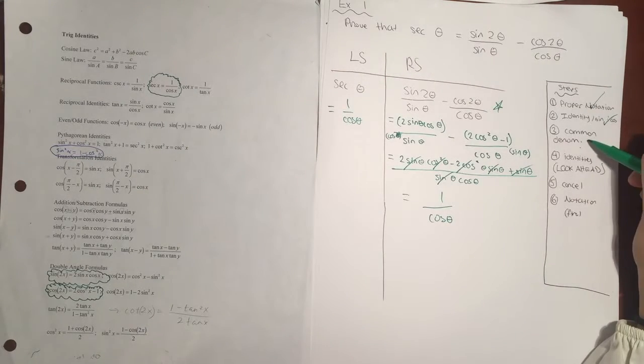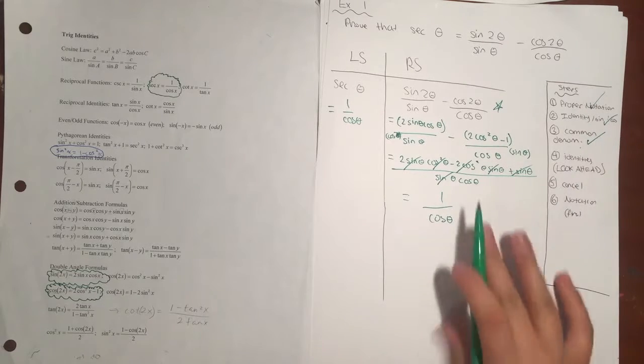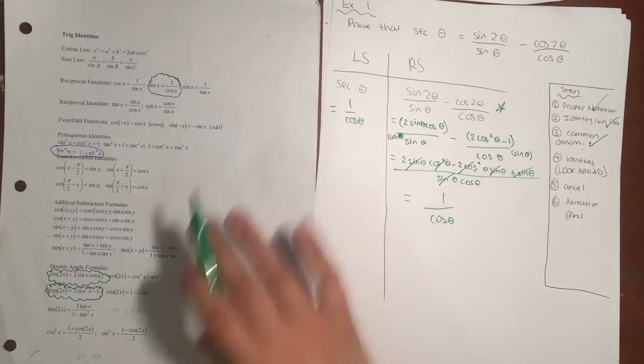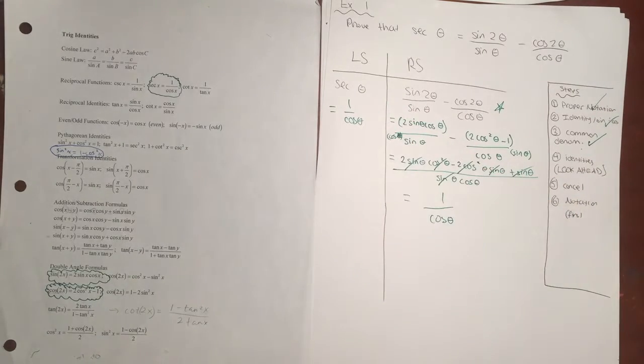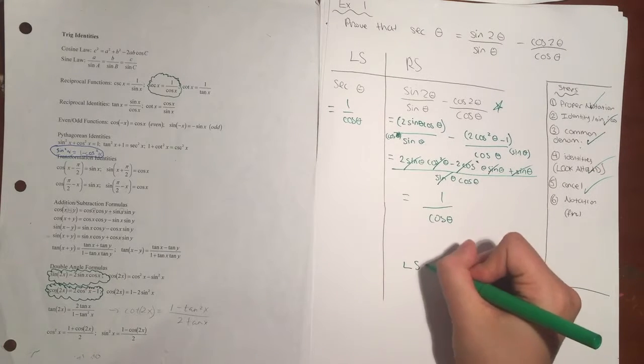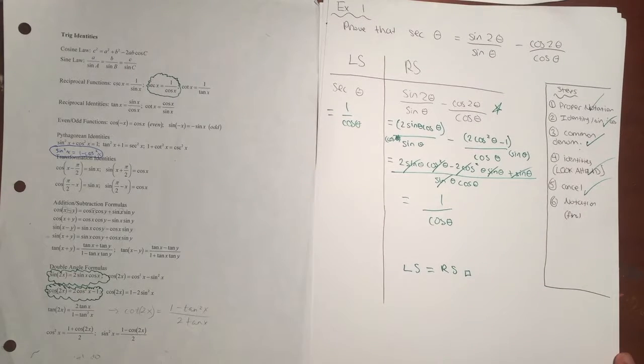So just looking back at the steps, I got a common denominator. I tried to look ahead. I saw that there was a cosine on the bottom, and I thought, okay, we're definitely not working with secant. So I was thinking ahead that I might change this to 1 over cos theta. Then I just canceled out, and finally, we got to do our final notation. And we're done. This problem is solved.